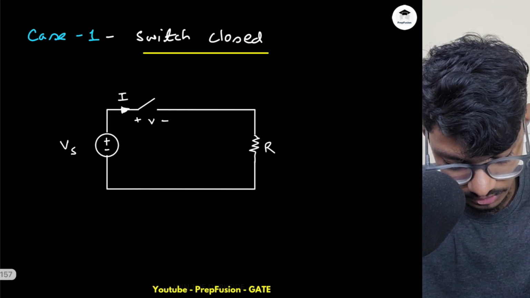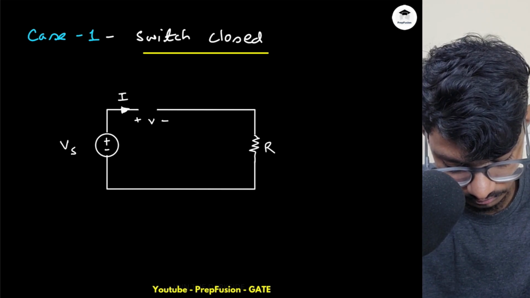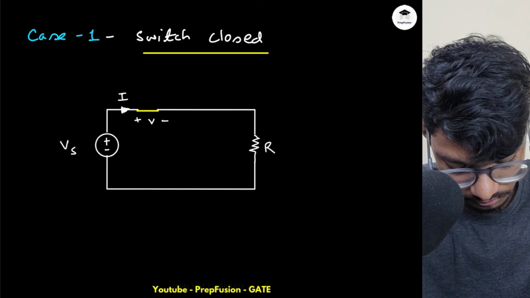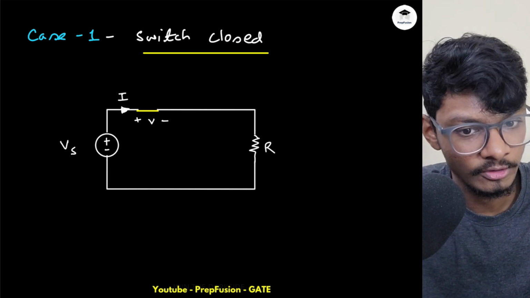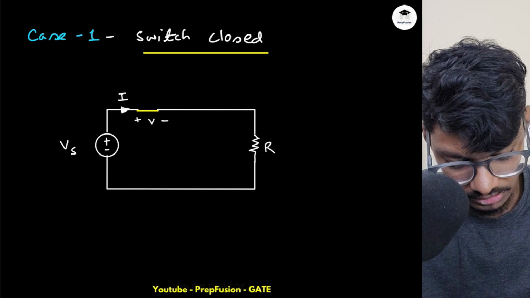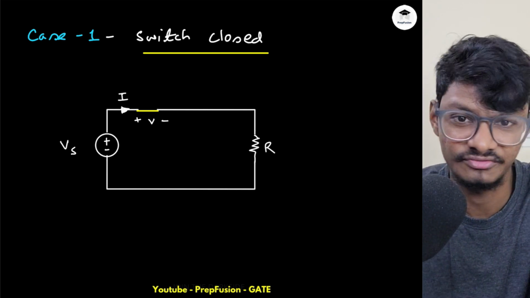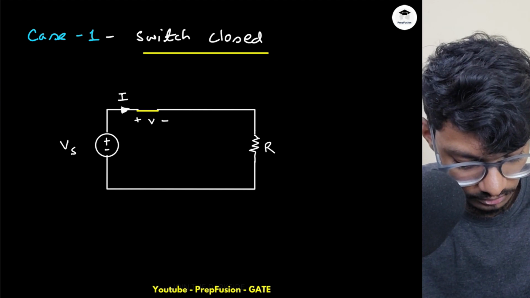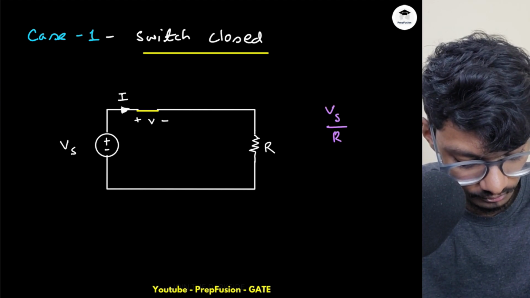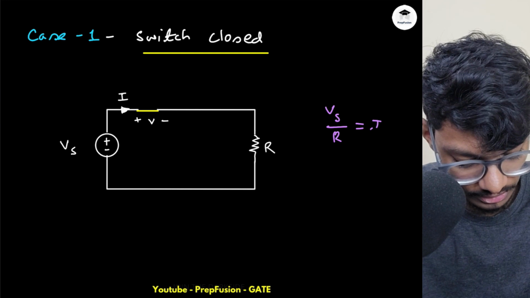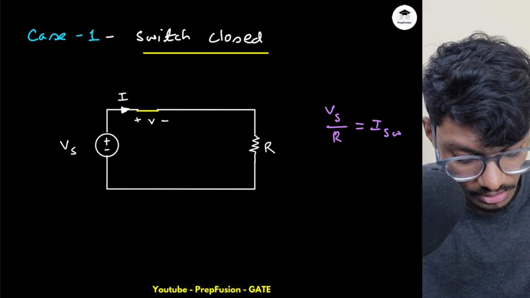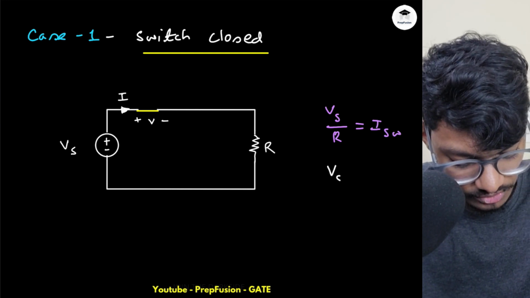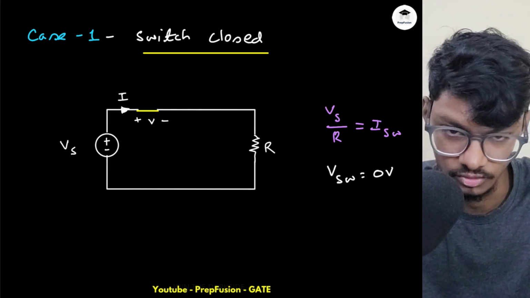If the switch is closed, the current will be, since Vs is constant, let's say Vs is 5 volts, the maximum current that can flow is Vs by R. That is the I switch. And what is the value of the voltage, V switch? Nothing is mentioned, so it is 0 volts.